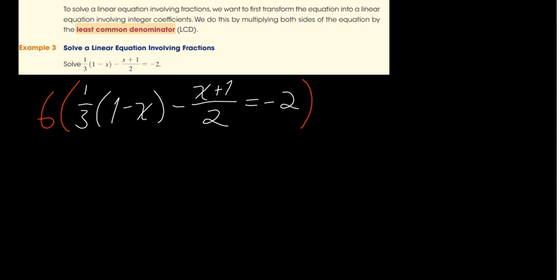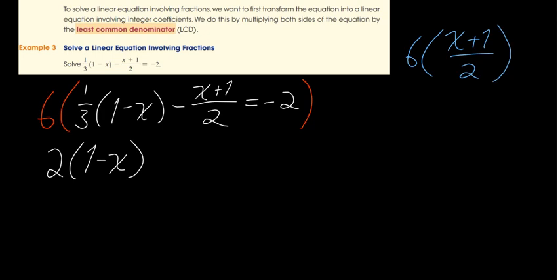So what we're going to do is multiply by 6. So we're going to distribute through here. So 6 times a third, well, that's going to be 2, and then it's going to be 1 minus x. And then we multiply this 6 through here. Okay, so this is what it's going to look like. I do know that multiplying a fraction, and let's actually put that over here, we're going to be doing 6 times x plus 1 over 2. So that's essentially the step that we're doing right now.